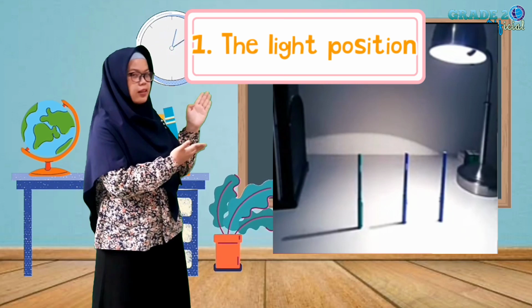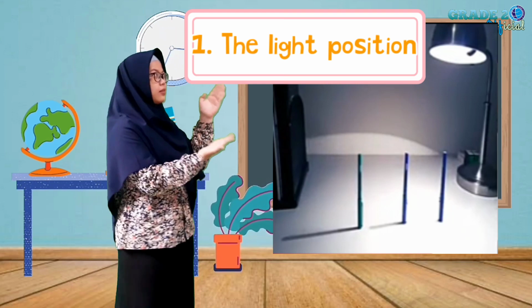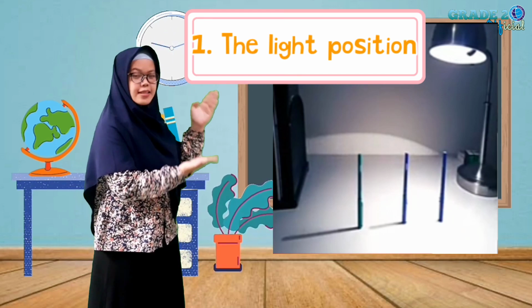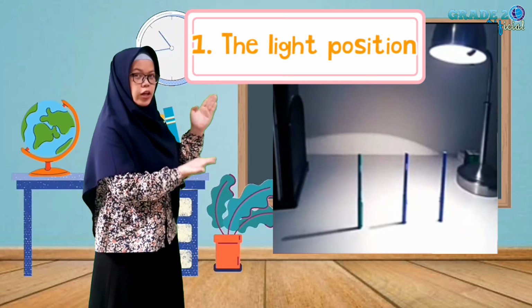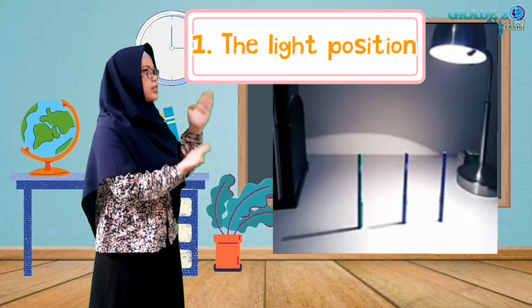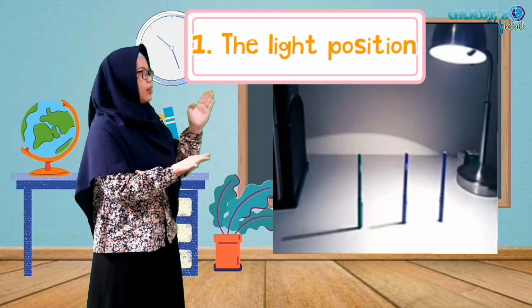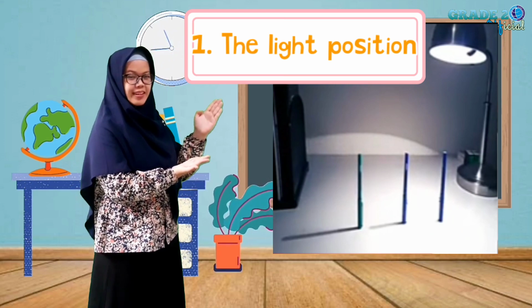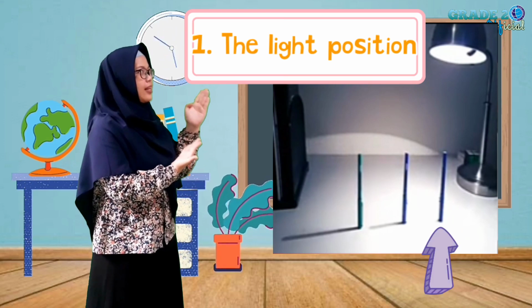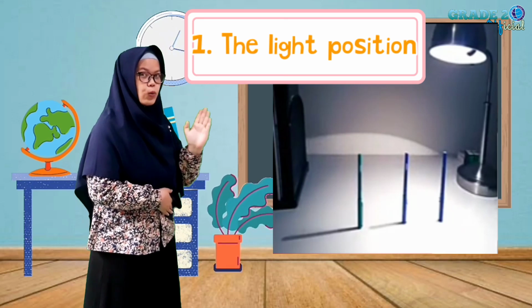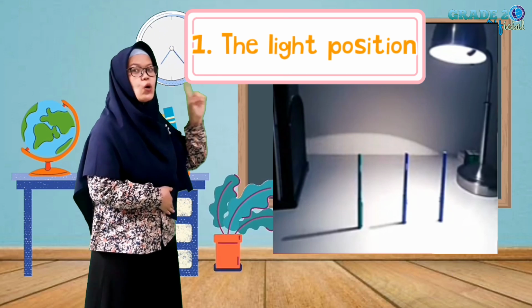Look at the picture. The picture has different shadows, even though all are the same object. Look at the pen. The pen that is under the lamp has no shadow.